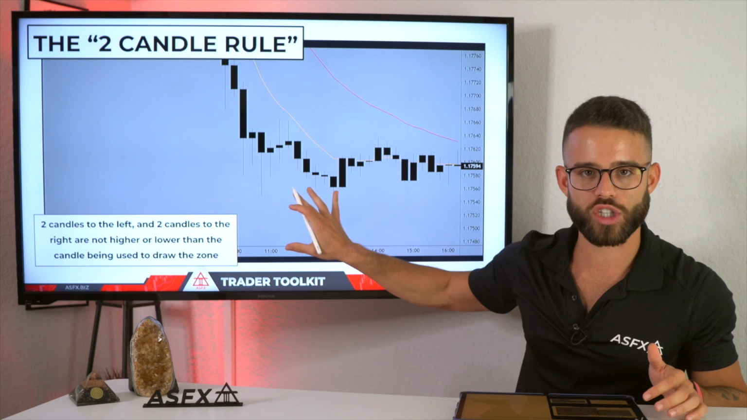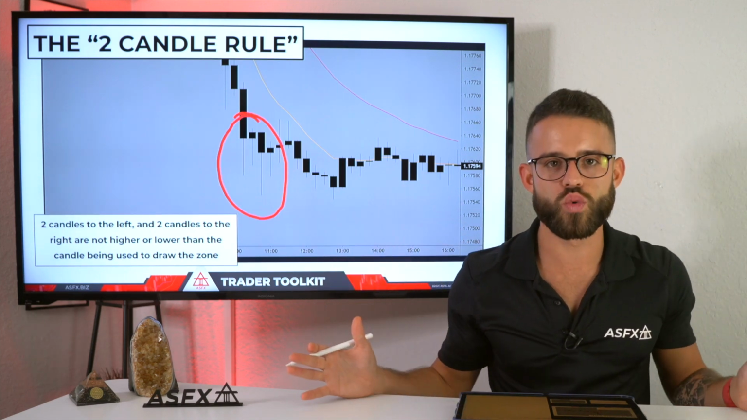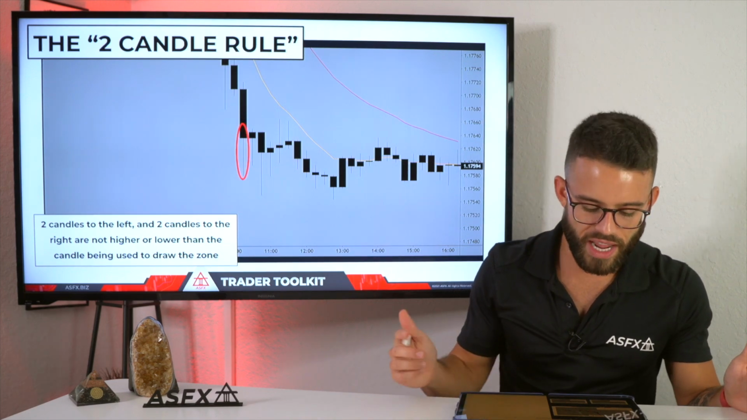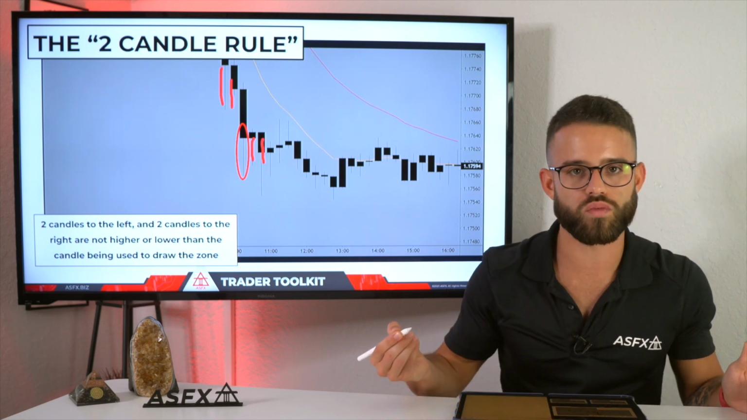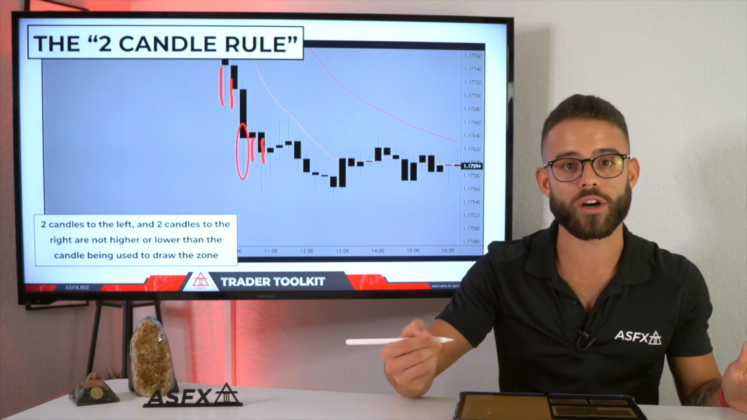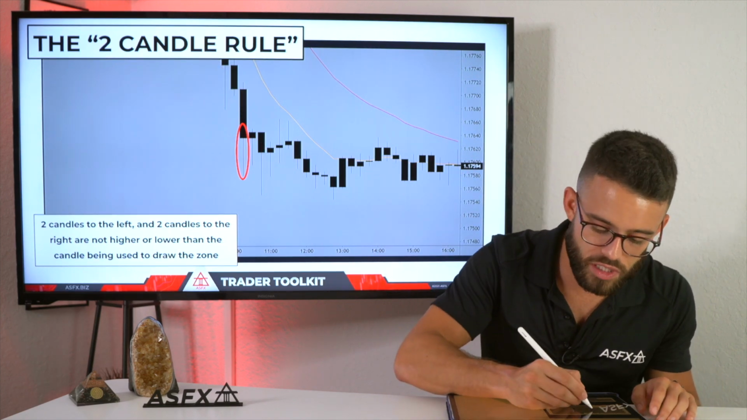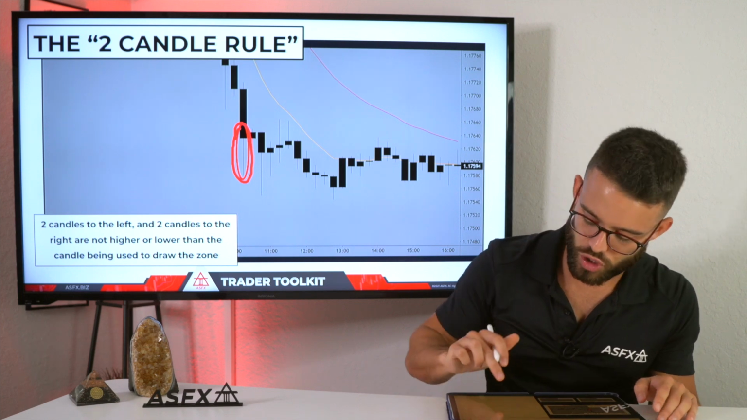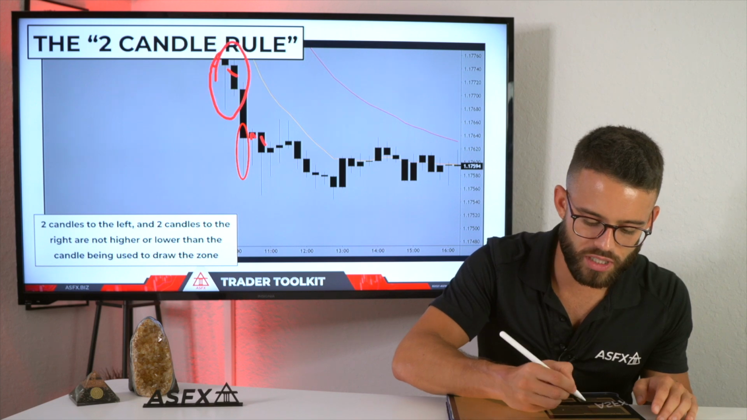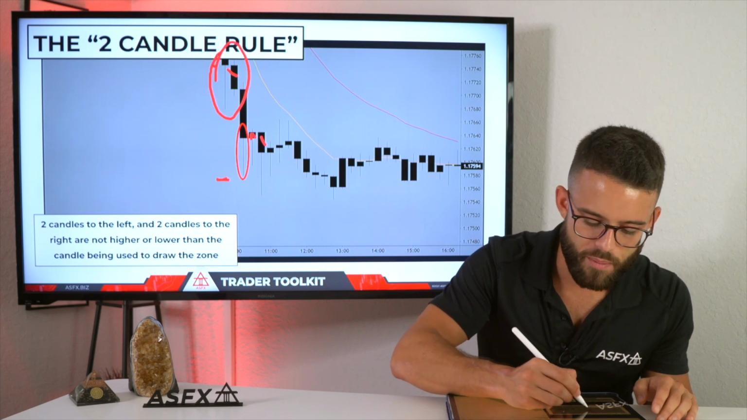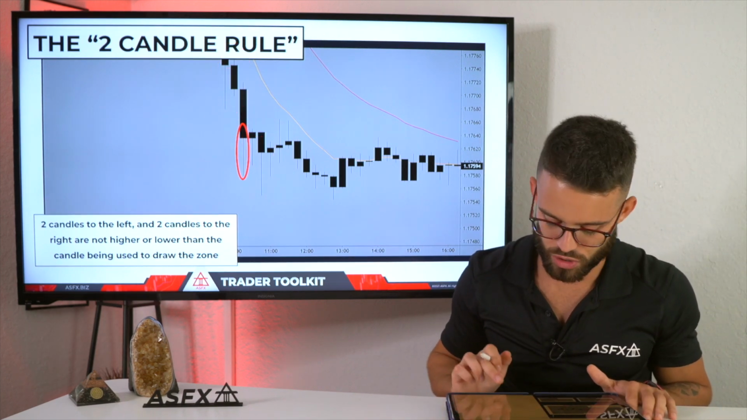So here we've got price action moving lower. Specifically, we're zooming in on these pins right here. We call it the 2-candle rule. The 2-candle rule states that we want to find a pin where the 2 candles to the left and the 2 candles to the right are not either lower or higher. If we're drawing the zone on the bottom, we want to make sure that they are not lower. So this pin right here, as you can see, has 2 candles to the left and 2 candles to the right. The 2 candles to the left are not lower than this pin, but the 2 candles to the right do come lower. So that can't be the pin that we use to draw our zone.